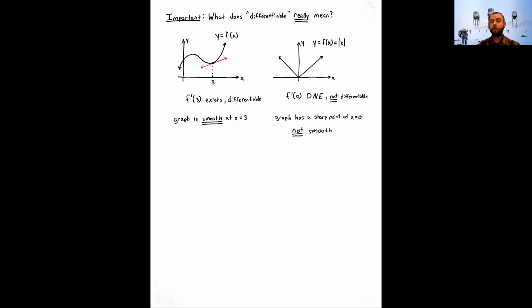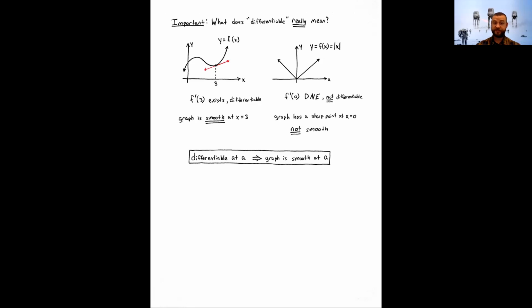Okay, and that is the important aspect I'd like you to take away. There is a mathematical definition for a function to be differentiable, but it's not as important as this concept of a function being smooth. So let's state it clearly. When we say a function is differentiable at A, graphically, that means the graph is smooth at A.